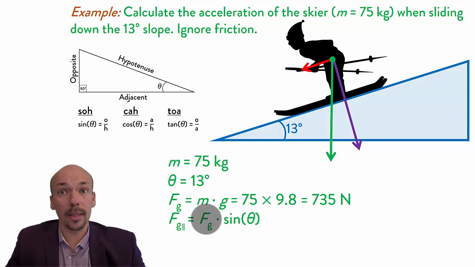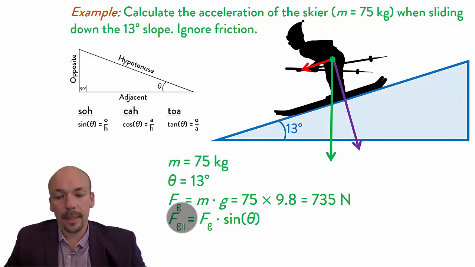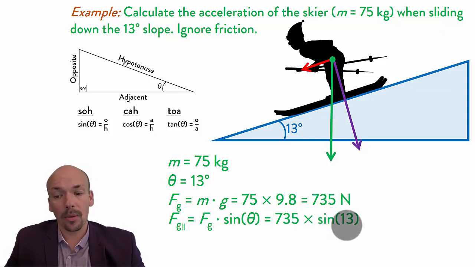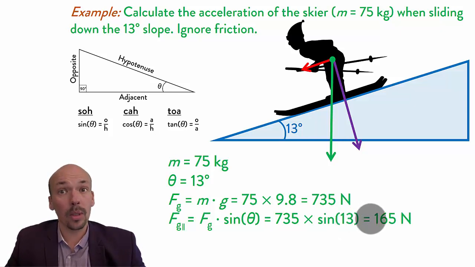So the gravitational force multiplied by the sine of the angle equals the force parallel to the slope. Because of these two lines, it's parallel. We can use this equation. 735, because that was the gravitational force, multiplied by the sine of the angle 13. Again, look out that your calculator is on degrees, and then we have a force of 165 newtons. So this force is 165 newtons.